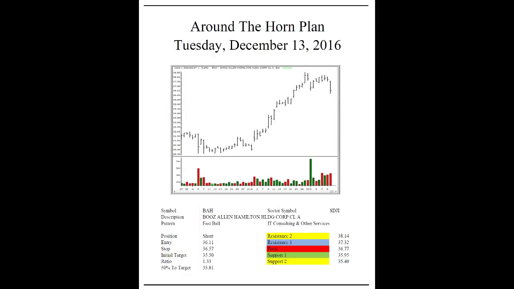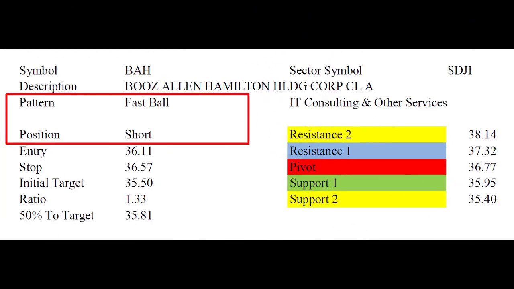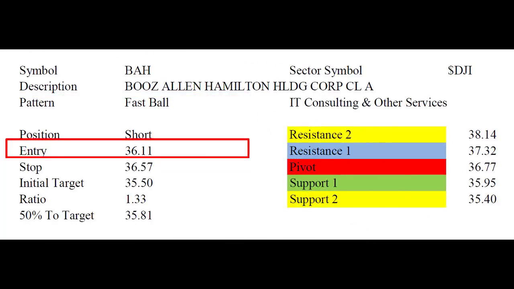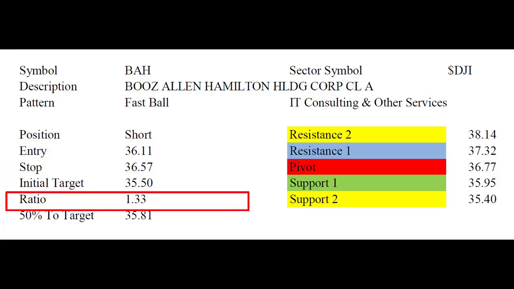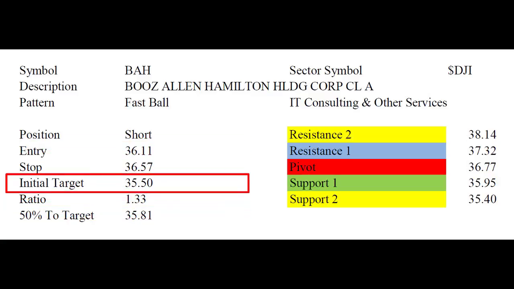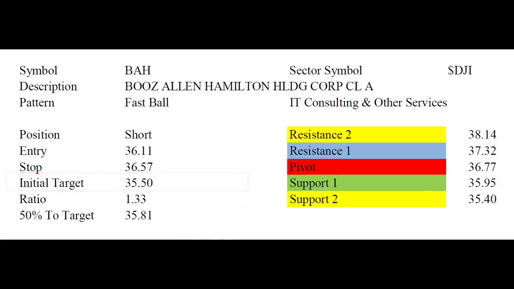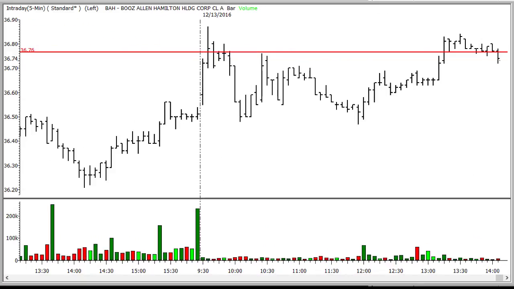Next on the trading plan, we have BAH. That's a fastball setup. Our entry was 36.11. Our stop, 36.57. 50% to the target, 35.80, and the target, 35.50. This one never got down anywhere near our entry line this morning, so no trade on BAH. It did, however, get up to the central pivot and gave us an entry opportunity there.